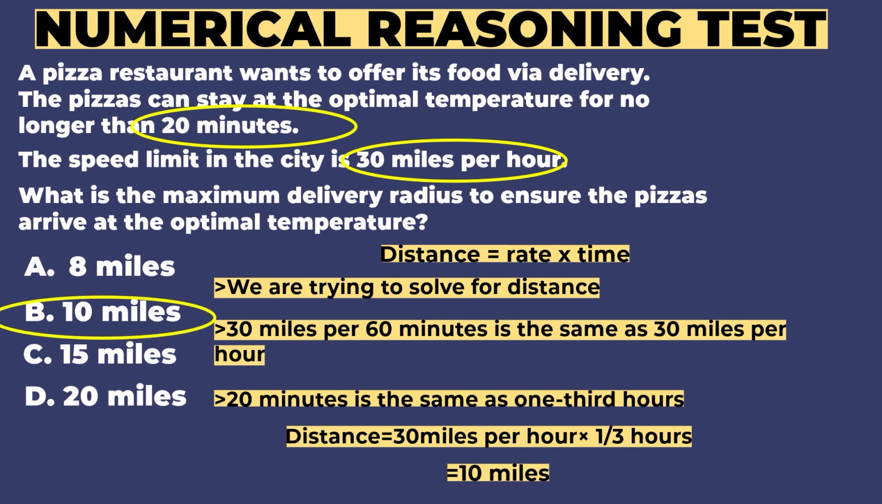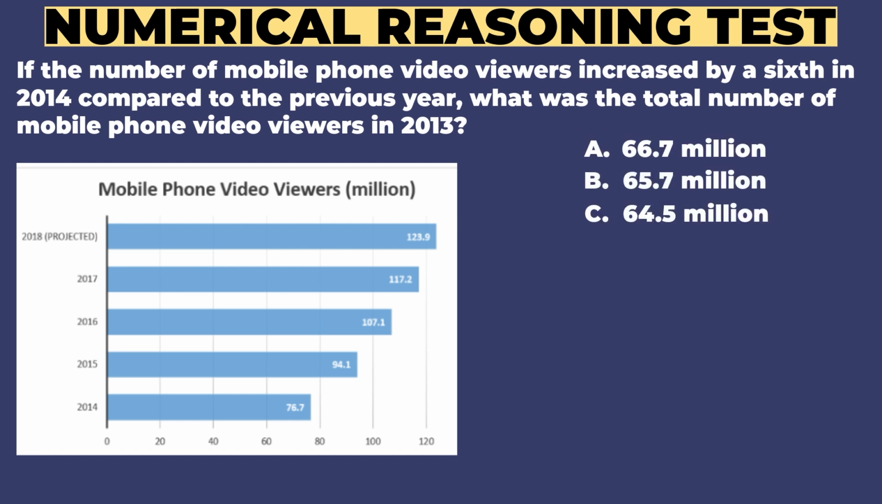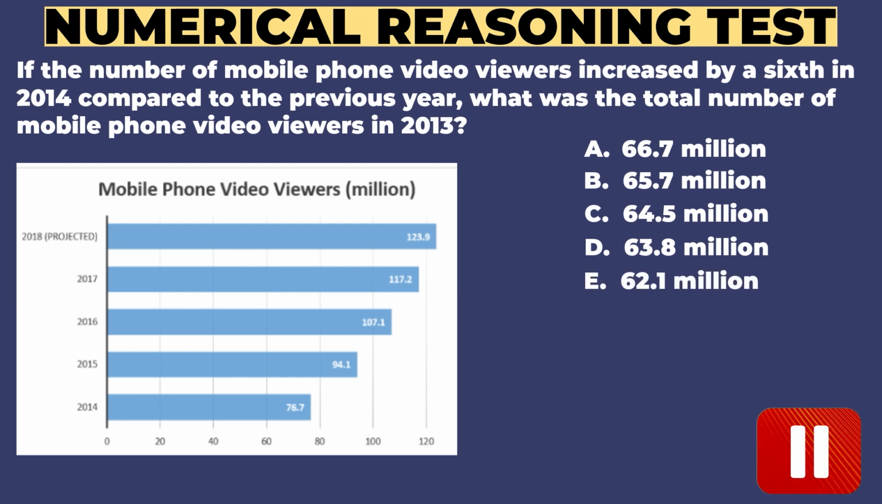It's helpful to familiarize yourself with basic formulas like this. Another common one might be net present value. Here's another sample question from Saville assessment. Choices are 66.7 million, 65.7 million, 64.5 million, 63.8 million, and 62.1 million. Pause the video now and try to solve this.